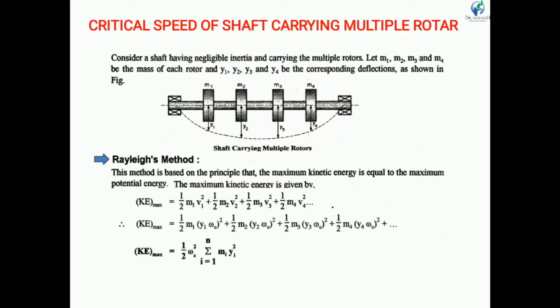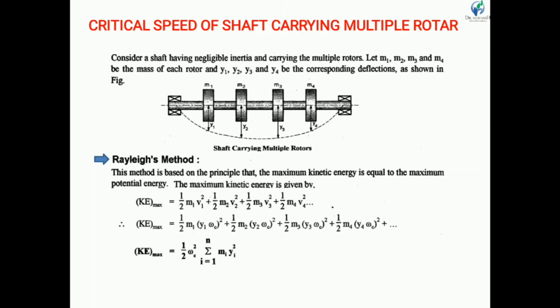The kinetic energy is 1/2 mv square. So for mass m1 we write 1/2 m1 v1 square plus 1/2 m2 v2 square plus 1/2 m3 v3 square plus 1/2 m4 v4 square. If there are multiple rotors, then we can say so on. We again rewrite this equation.